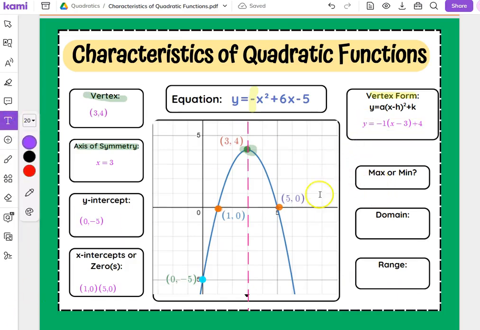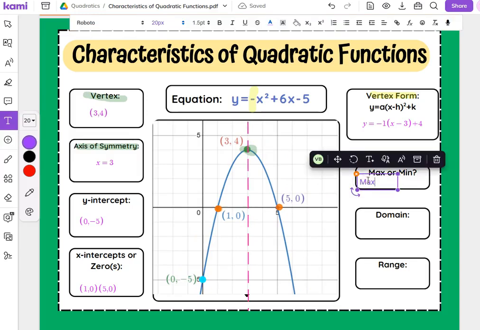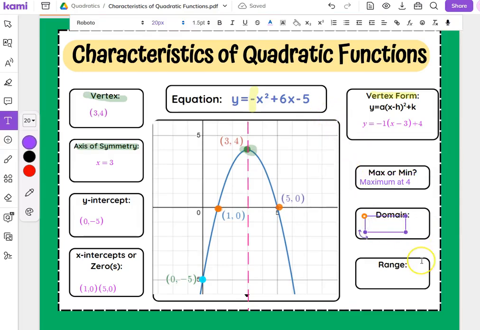All right, so this one has a mountain. Our vertex is at the top of the mountain, so that means we have a maximum. We have a maximum at, and the highest we go is up to 4. So we have a maximum at 4. Our domain is all real numbers, because it's always going to be all real numbers.